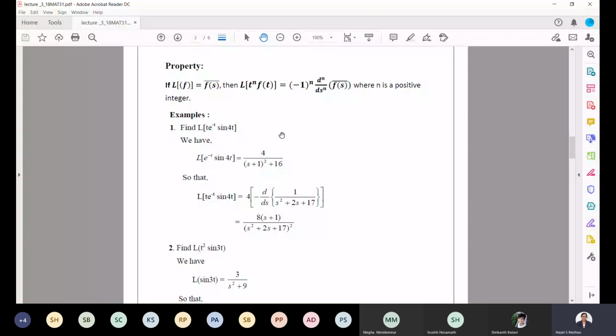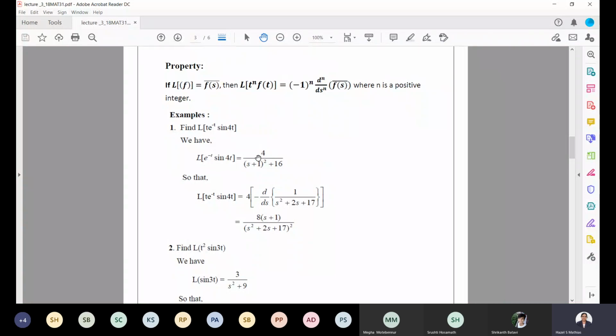So let's discuss this example. The first example we have is a mixture of the previous property as well as this property. Look into this problem. Find the Laplace transform of t into e power minus t sine 4t. Here we have a mixture of this property as well as the previous property. So what do we do? First find the Laplace transform of e power minus t into sine 4t.